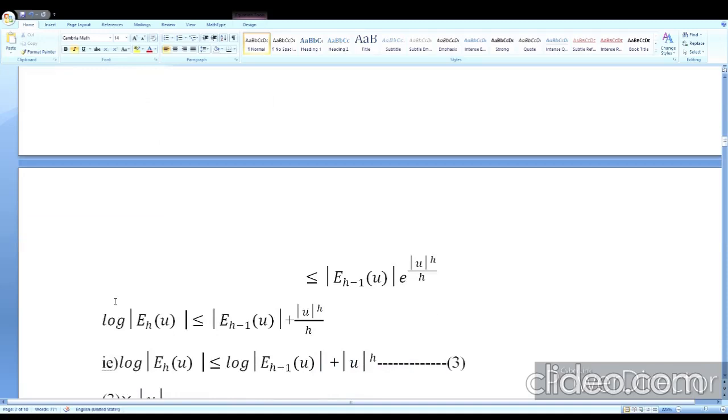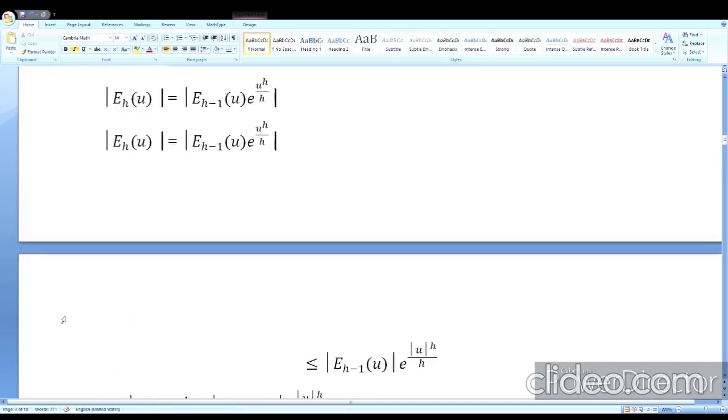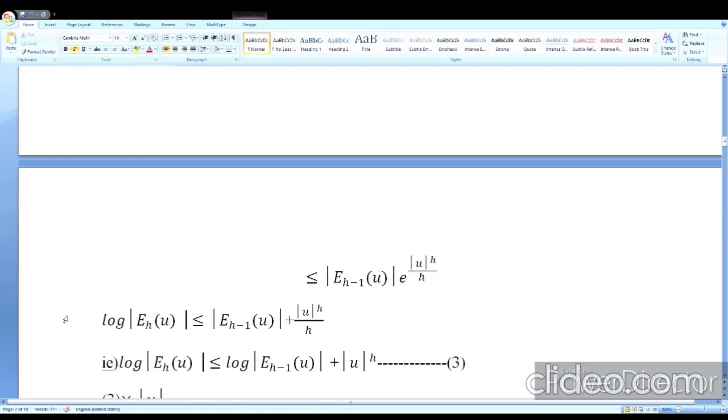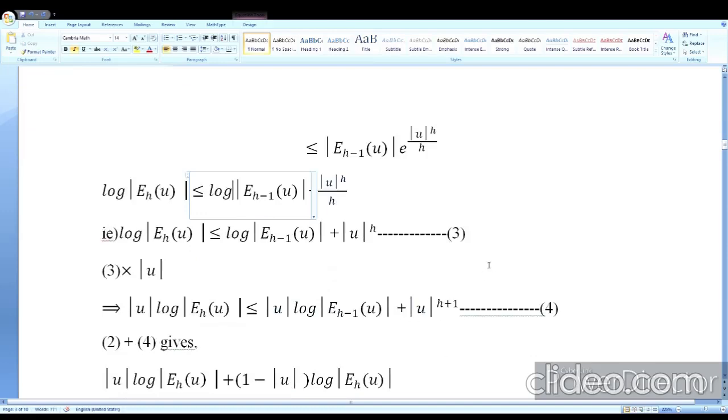Now take log on both sides. So log modulus of E_h of u is less than or equal to log E_(h minus 1) plus mod u power h by h. That is, log E_h of u is less than or equal to log E_(h minus 1) into modulus of u plus modulus of u power h. We can omit this h because we have less than or equal to symbol. Thus we take it as inequality 3. Multiply this inequality by modulus of u, then we get inequality 4.